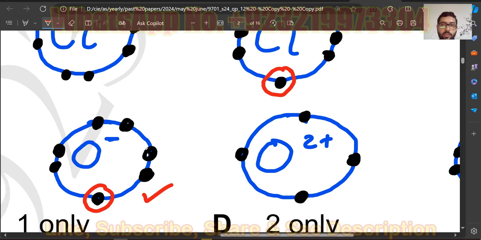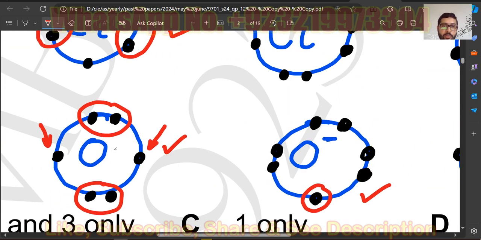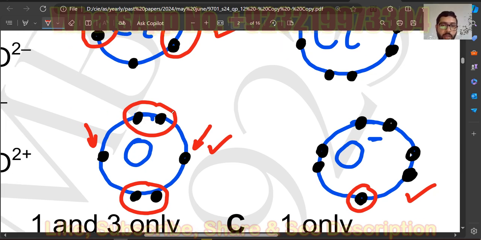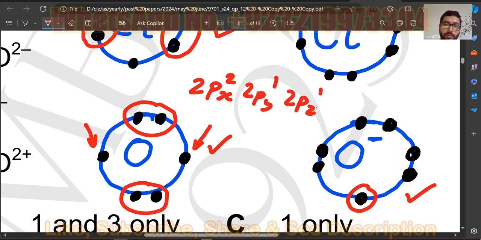Oxygen 2 plus charge means it has lost two electrons from its original oxygen atom. When it has to lose two electrons, it has to remove electrons according to its electronic configuration, which is 2px2, 2py1, 2pz1. We have 2s2, 2px2. That's the electronic configuration of its second shell.